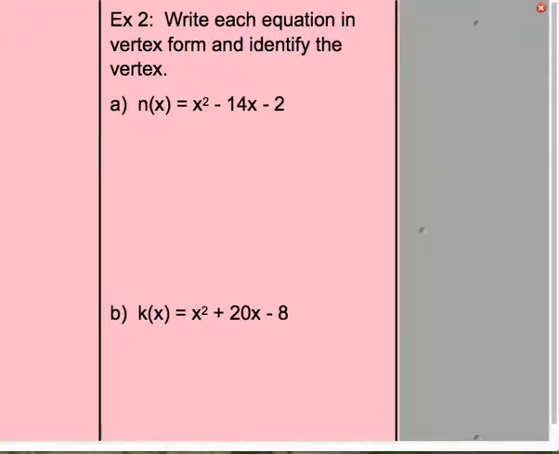So we're going to take a look at 2 more extra practice. If you feel like you've got it with the lead coefficient of 1, go ahead and jump to the next video where we look at the lead coefficient other than 1.